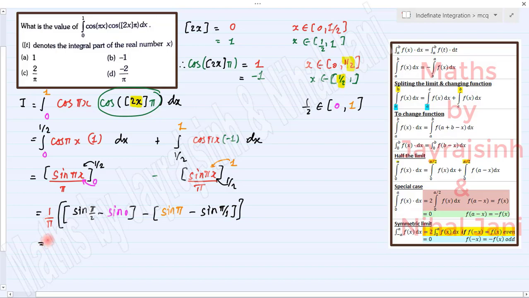Now just substitute the values and we will get 2. So 2 by pi is your final answer, which is given in option C. Ta-da!